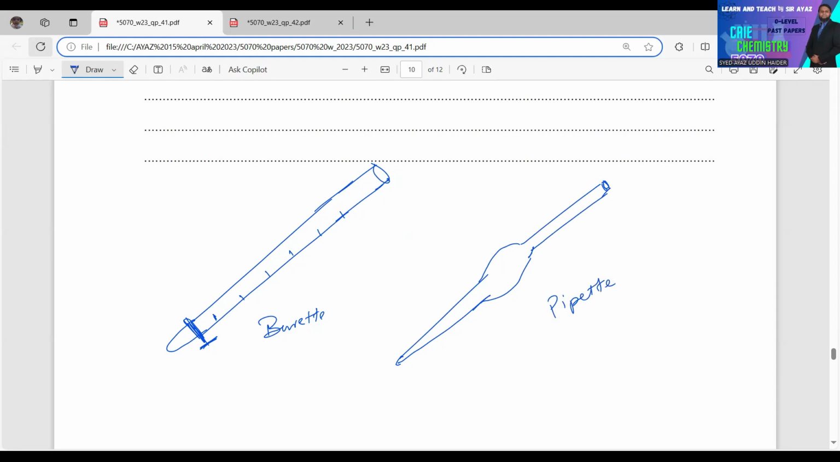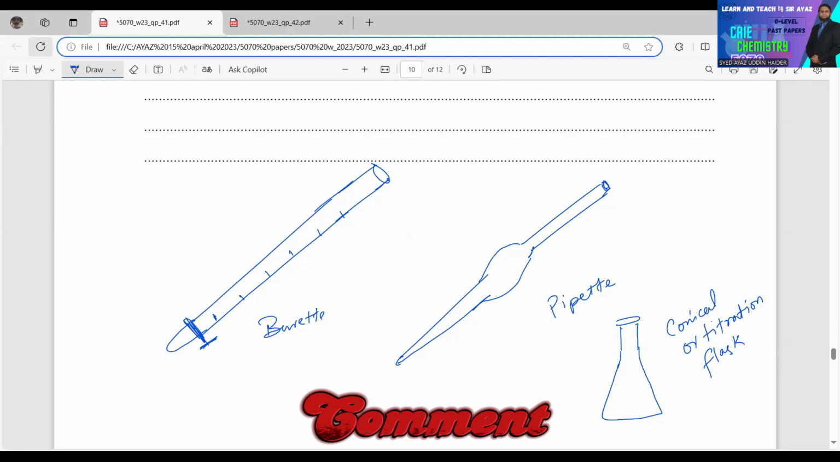Titration flask is also used in this experiment. So draw a titration flask. This is a conical or titration flask. So you can draw these glasswares for this planning experiment.